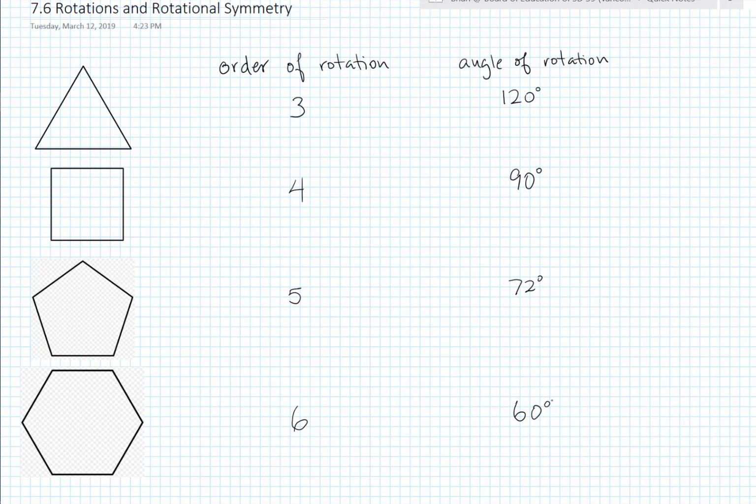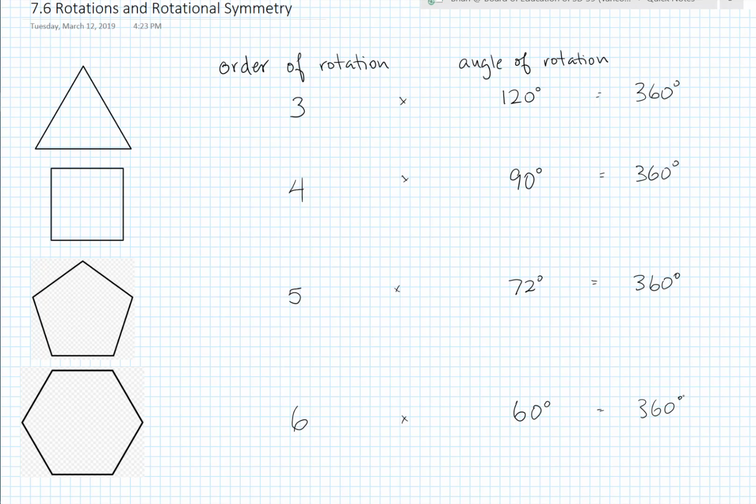Now, you can see the relationship here. If we take 3 and we multiply it by 120, we get 360 degrees. Similarly, if we take 4 and multiply it by 90, we get 360. And so this is why if you know one, you can always find the other. So the order of rotation and the angle of rotation must multiply to give you 360 degrees. And so really, in some sense, 1 is sufficient. You know all the information you need by just knowing either the order of rotation or the angle of rotation.